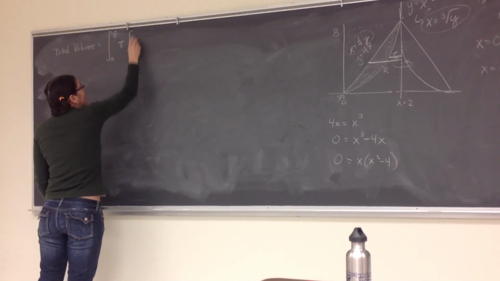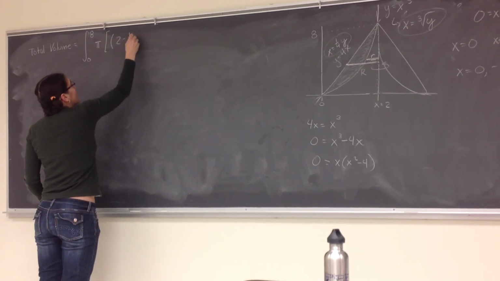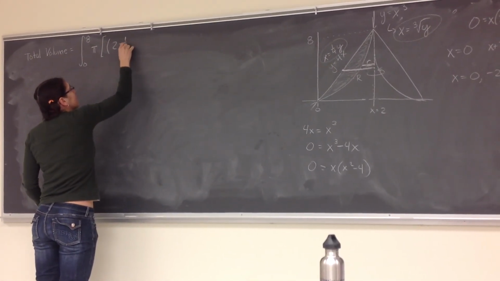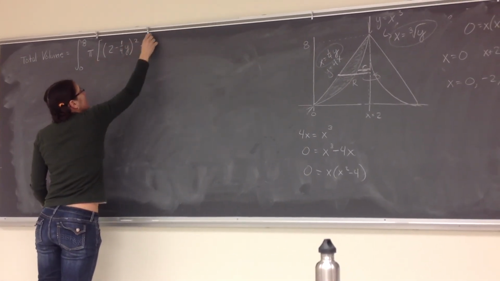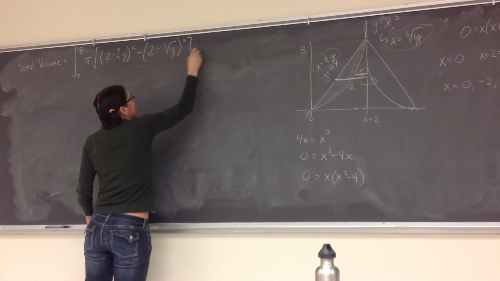and we're adding up pi times (2 minus 1/4 y) squared minus (2 minus the cube root of y) squared, and then we have a dy here.